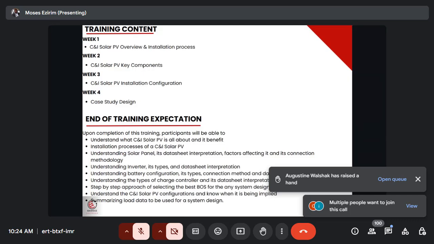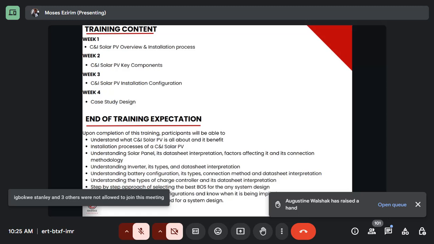Because before you do your design, you need to take the data sheet of what you are using. You need to be able to interpret each component of that data sheet. Then we're going to see the factors affecting it and its connection methodology, either series or parallel. We're going to see all that.